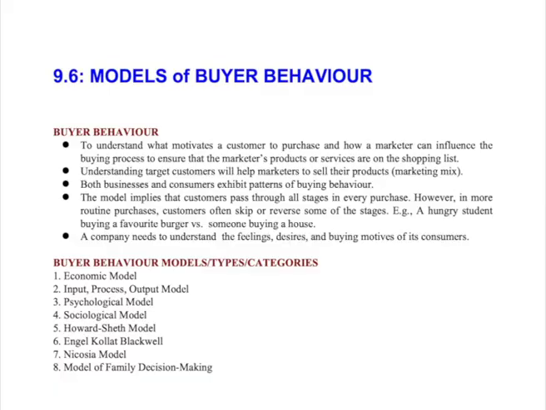So, buyer behavior consists of certain categories. We will be talking about each of these categories in a bit, but let us first understand that there are 8 models that need to be understood. The first one is the economic model, second is the input process output model, third is the psychological model, fourth is the sociological model, next is the Howard Sheth model, then the Engel Kollat Blackwell model, we talk of the Nicosia model, and finally we will go to the model of family decision making.